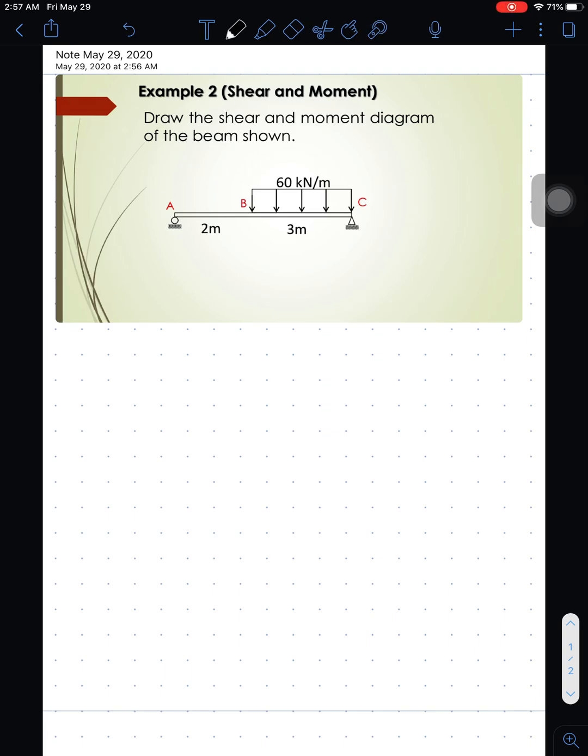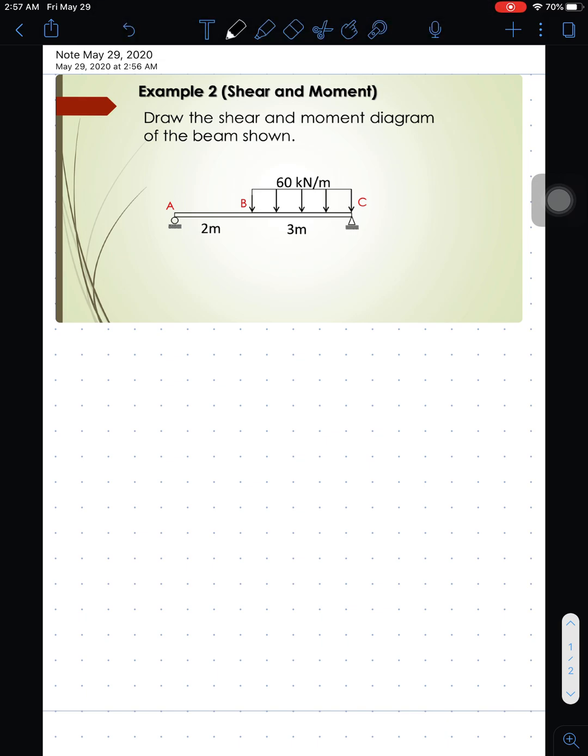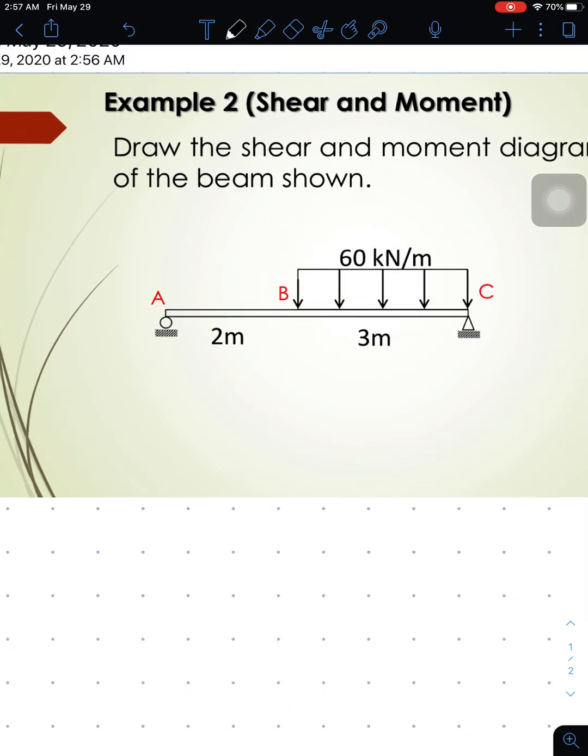Let us continue to example number 2. Still, we're going to draw the shear and moment diagram. All we have to do, and remember, is solve for the reactions first. And as you observe now, the uniform distribution is distributed from point B until point C.